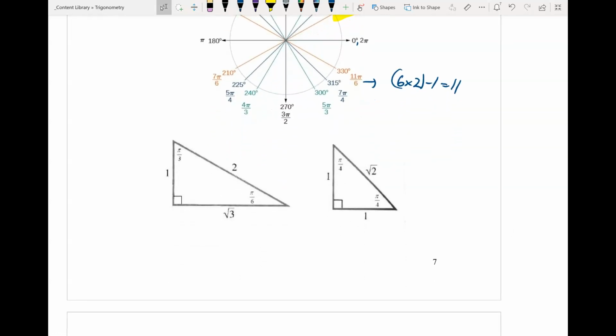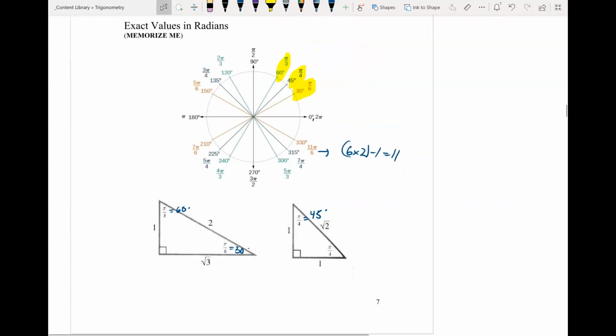Also, with your 2 exact value triangles, you can remember them as well in radians. So pi over 6 is the same thing as 30 degrees. Pi over 3 is the same thing as 60 degrees. Pi over 4 is the same thing as saying 45 degrees. So it's the same triangle, but again, we're just remembering this in terms of radians instead of degrees.